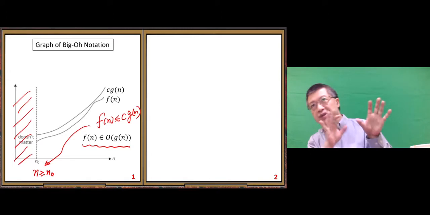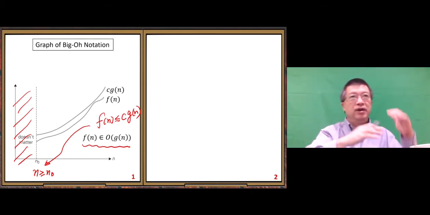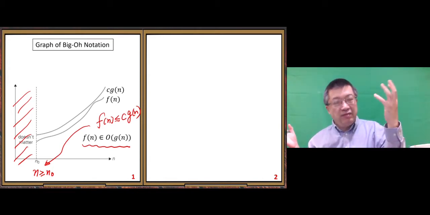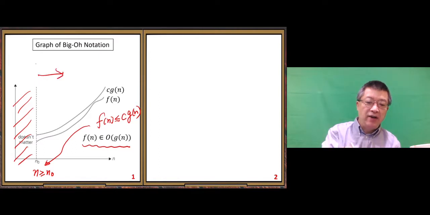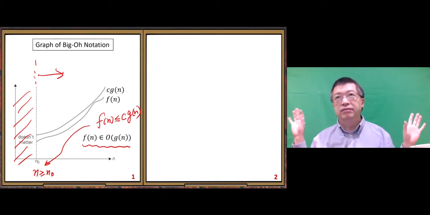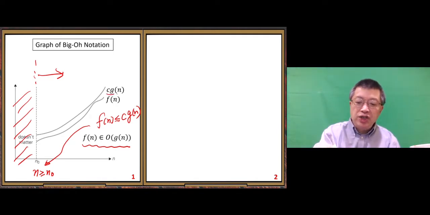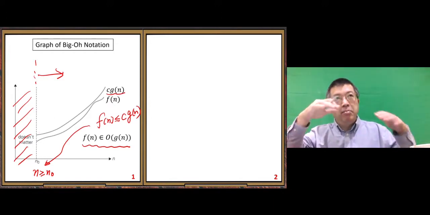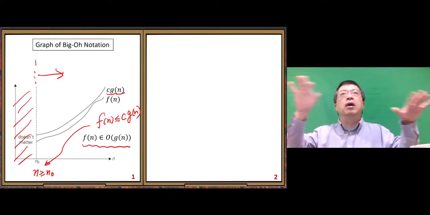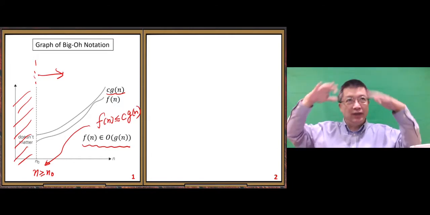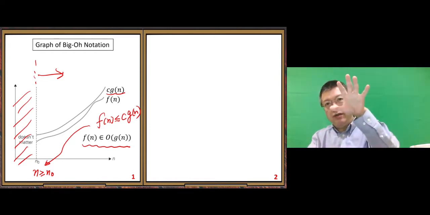We treat that as the overhead part. We don't look at that. Which one is faster or higher, lower, is not important. We only look after one particular line. After that line, everything counts, every point counts. Before that line, nothing counts. Then this C multiple of g bounds, or controls, the f function, f of n, from above, on top of it. So this is the graph representation of big O notation.